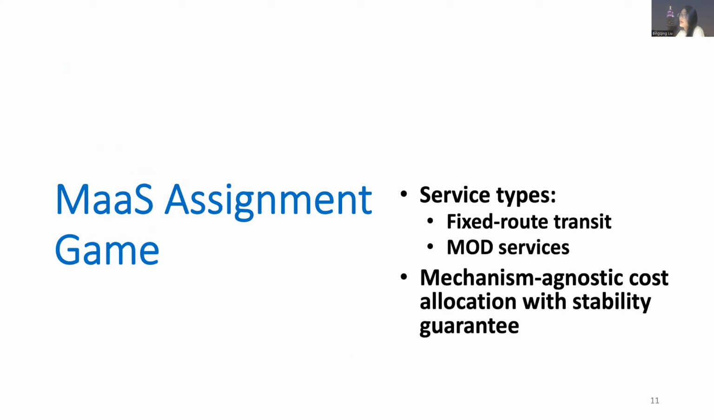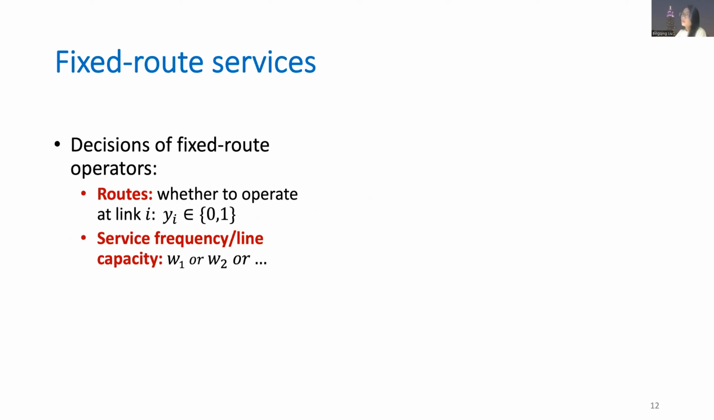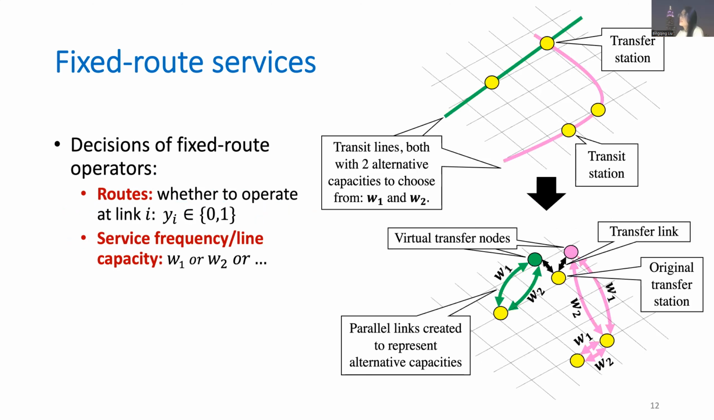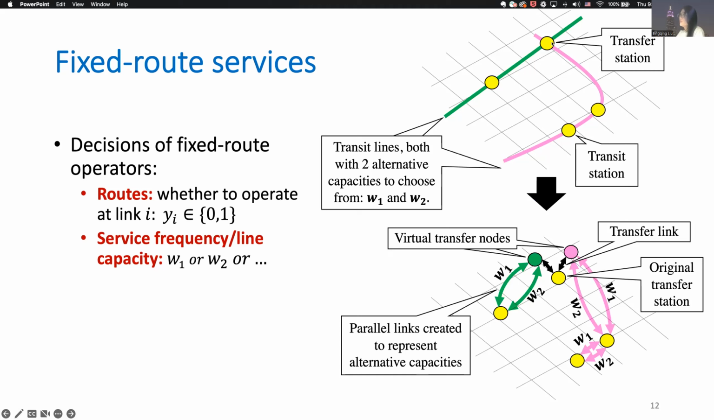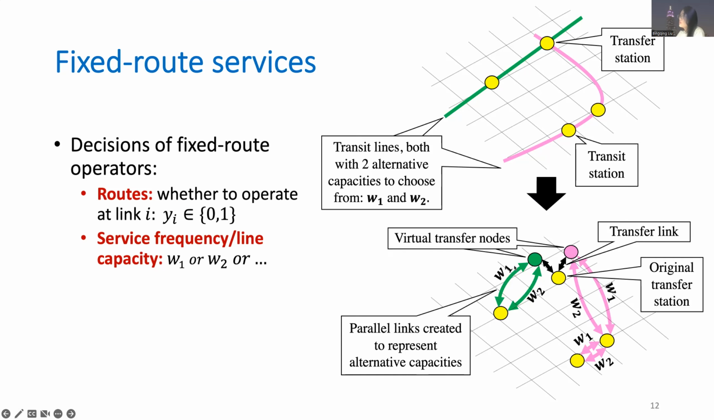While our study first incorporates both the fixed route transit and the mobility on-demand types of services. And we have a mechanism-agnostic cost allocation with stability guarantees, and we consider a full OD demand table. Okay, so in order to model the fixed route services, there are two decisions that these operators are making. First, the routes: which part of the line I want to provide service on and which part of the line I may not want to provide my service on. And the second is what frequency I want to provide, which decides the capacity. To be able to model these decisions, first, we use a binary variable to represent whether a segment of line is chosen to be provided with services. And we use parallel links to represent different service choices, like frequency choices.